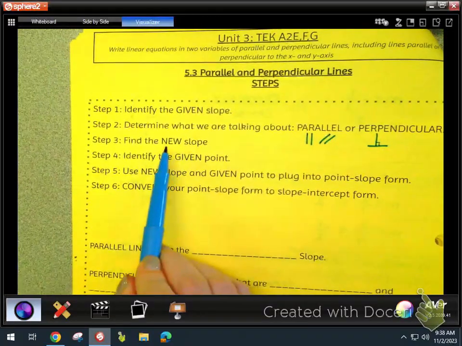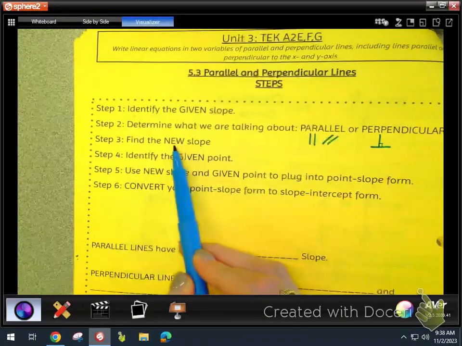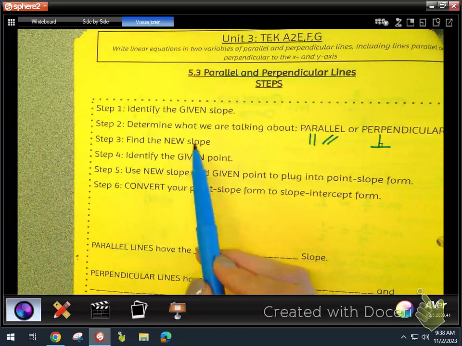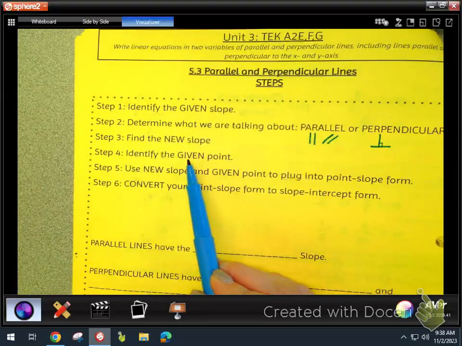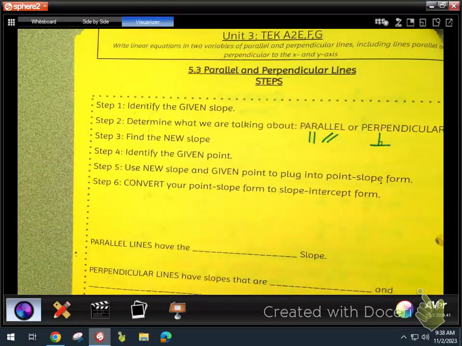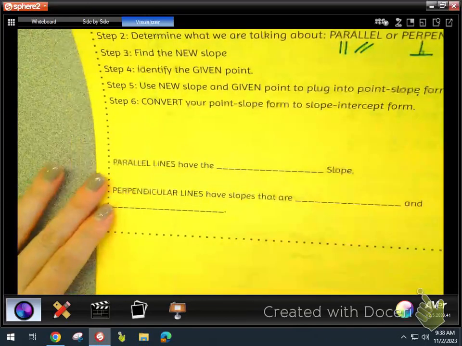Okay, so once you figure out what type you're talking about, you have to find that slope, the parallel slope or the perpendicular slope. Find the point. We're going to go to point slope, and then we're going to convert. That is the flow. That's a lot of words, but a lot of these steps are quick. We're going to jump in and fill this out real quick.